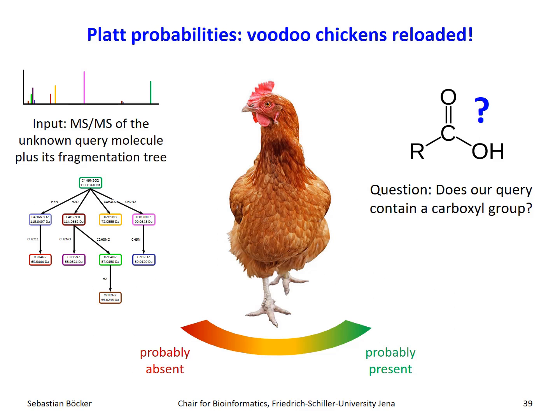But there are two more ingredients. The second ingredient is that we made our voodoo chickens smarter. You remember the voodoo chickens, which predict from a query spectrum and the corresponding fragmentation tree whether or not a particular molecular property is present or absent. But now we allow the chickens to also tell us how sure they are. So they don't pick yes or no. They tell us it's rather probably absent, or I'm totally sure that it's present. They can now give us a number between 0 and 1.